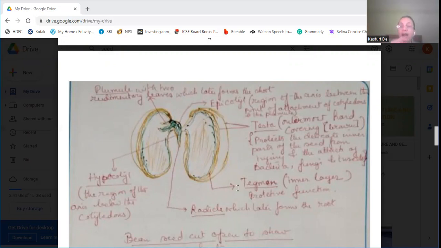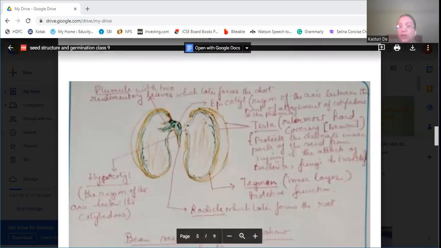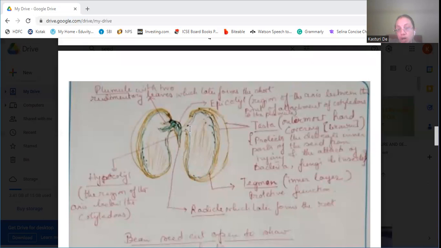Clear now? And hypocotyl is the region of the axis which is below the cotyledons. Here the plumule is attached to the cotyledon; that axis is known as epicotyl, and the region of the axis which is below the cotyledon is known as hypocotyl. Below the cotyledon, that is hypocotyl. Clear?